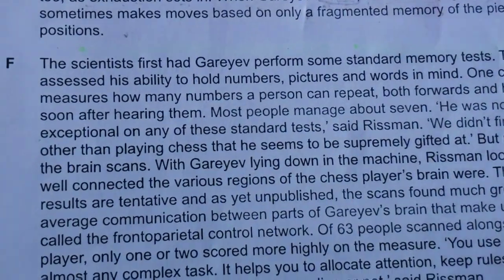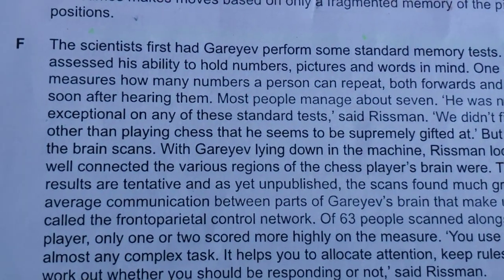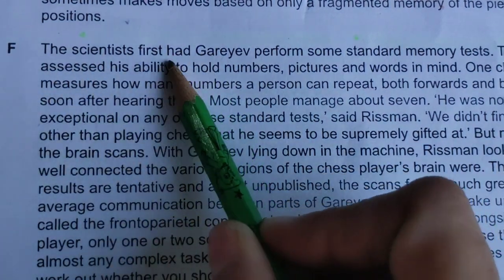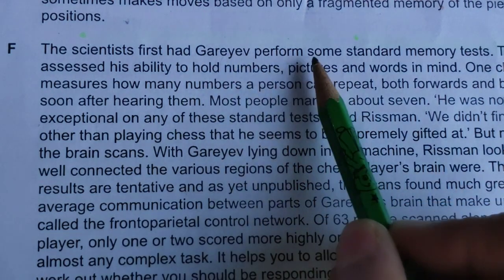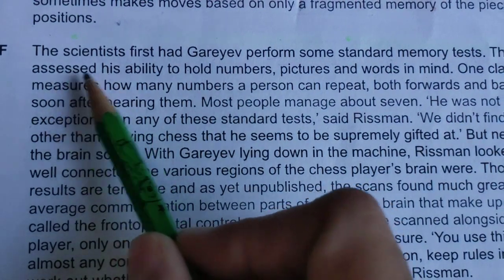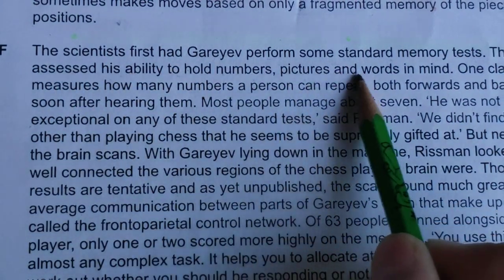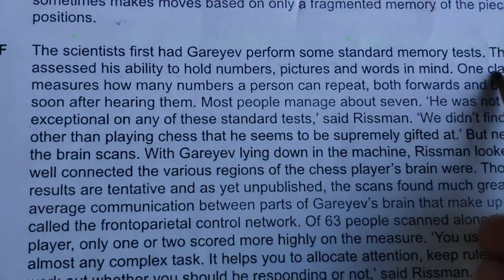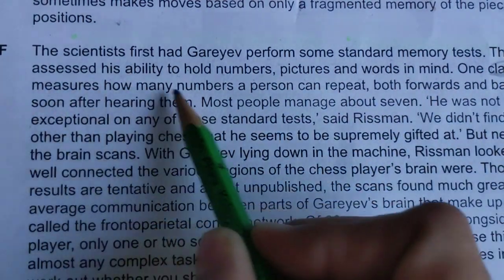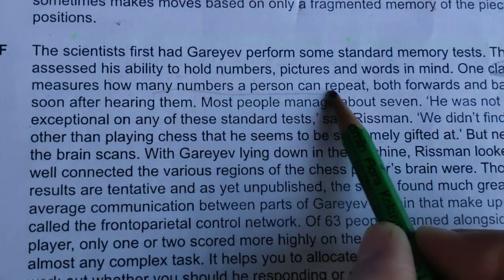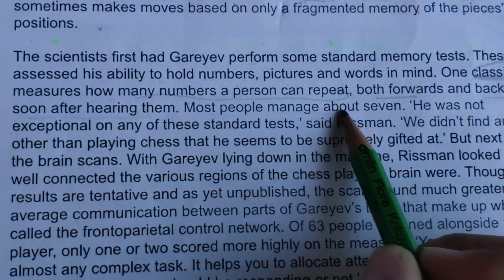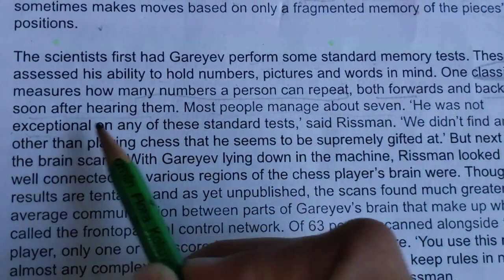Now let's move on to the F paragraph. The scientists first had Gray perform some standard memory tests. These assessed his ability to hold numbers, pictures, and words in mind. One classic test, I'm just circling it, measures how many numbers a person can repeat both forwards and backwards soon after hearing them. Most people manage about 7. He was not exceptional.